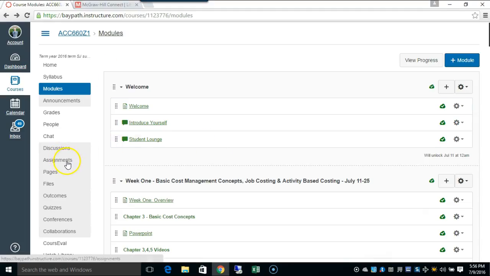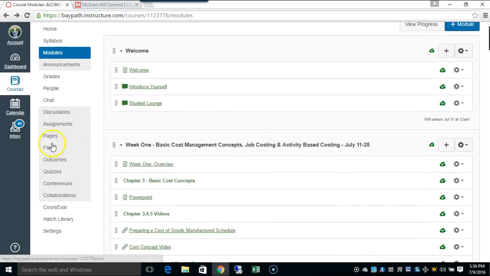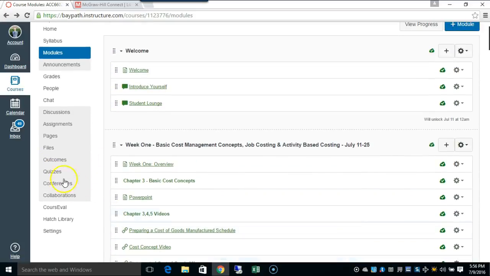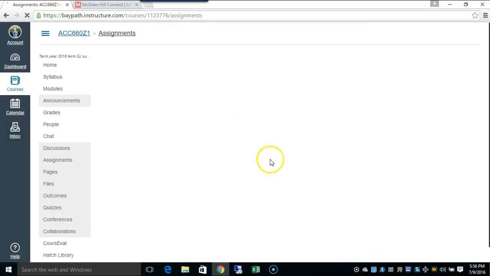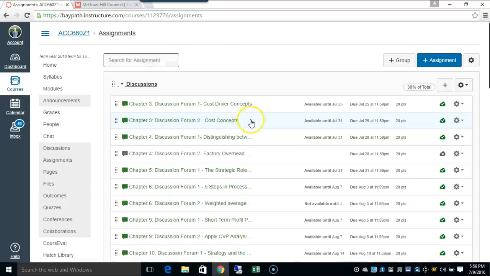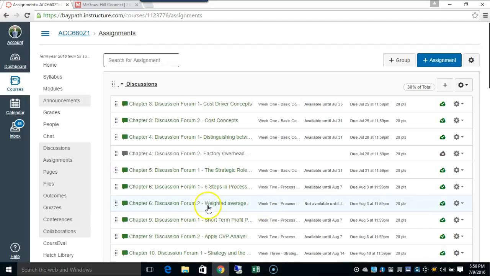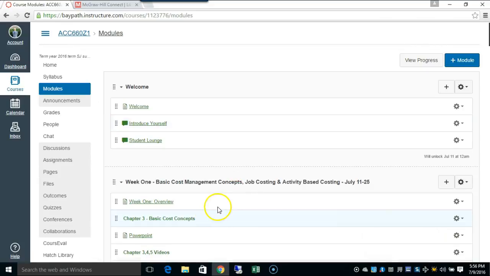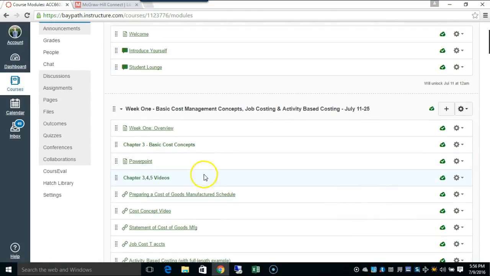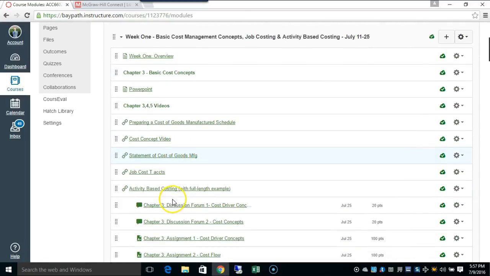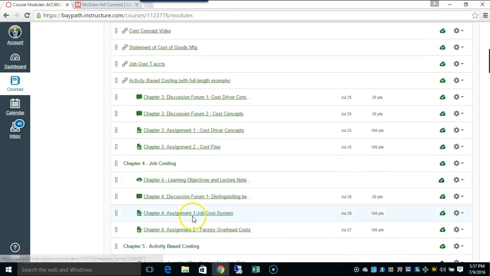Back to our cost management modules. There are no quizzes. I recommend you follow the modules. If you go into assignments, you might get a little confused because the way this system works, the assignments basically reflect the modules, but they're not always in order, and they might confuse you. I think the modules are the best way to go about organizing your week on where to go and do your homework. Look at your videos, discussions, and so on.